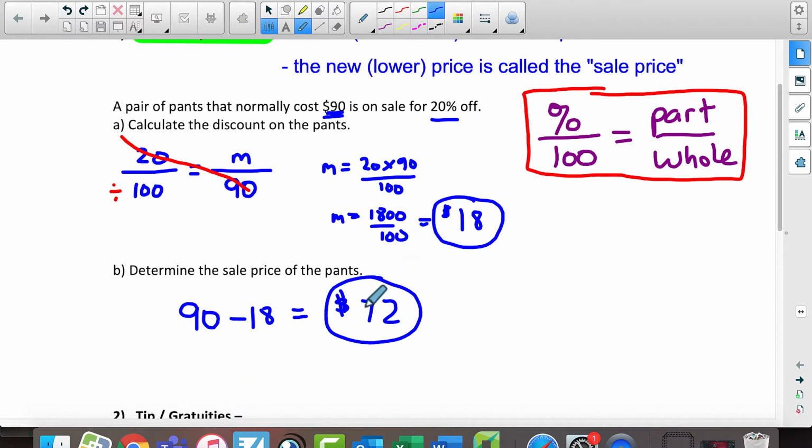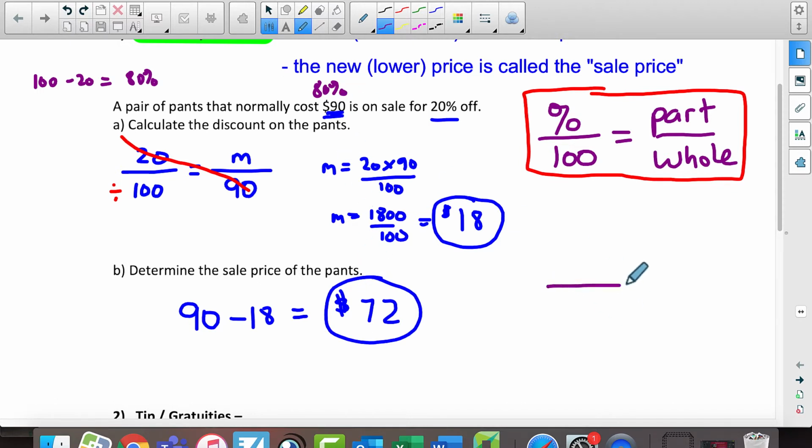So it took 2 steps to get this answer. Can you think of how you could have gotten that answer in 1 step? You don't have to do it this way, but it's kind of nice if you can. If this was 20% off, what percent is left when you take off 20%? Let's think about this. A whole is 100%, we're taking off 20%, and you're left with 80%. So how you could have found out the price in 1 step is to find 80% of 90, and that would have given you this right here.